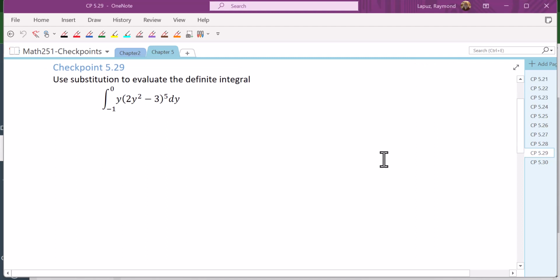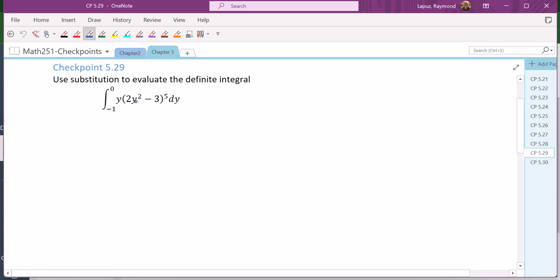They want us to use substitution to evaluate the definite integral. This is the integral from -1 to 0 of y times (2y squared minus 3) to the 5th power dy.